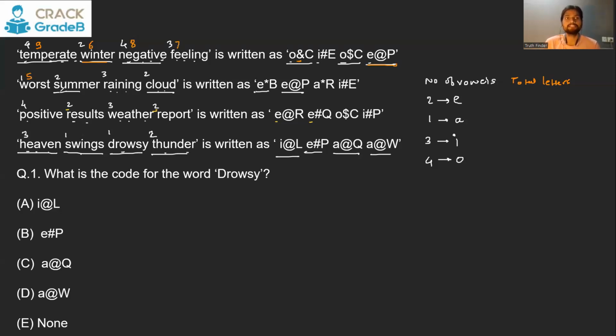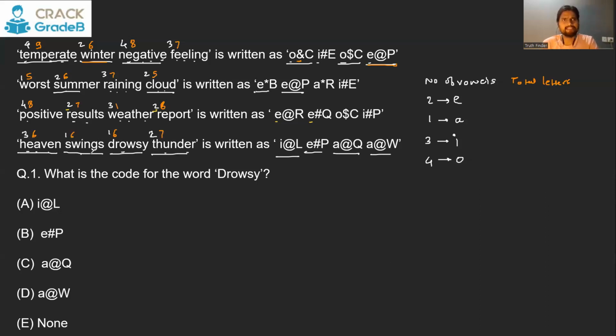Worst has 5 number of letters. Summer has 6 number of letters. Raining has 7 number of letters, and cloud has 5 number of letters. Positive has 8 number of letters. Results has 7 number of letters. Weather has 7 number of letters, and report has 6 number of letters. Heaven has 6 number of letters. Swings has 6 number of letters. Drowsy has 6 number of letters, and thunder has 7 number of letters.